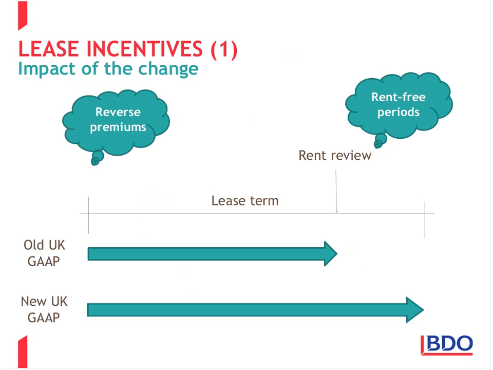So let's look at an example of a change. Let's look at lease incentives. Old UK GAAP provided that any lease incentive, such as a rent-free period or a reverse premium, was accounted for over the period to the first rent review. Under new UK GAAP, that incentive is accounted for over the whole period of the lease.